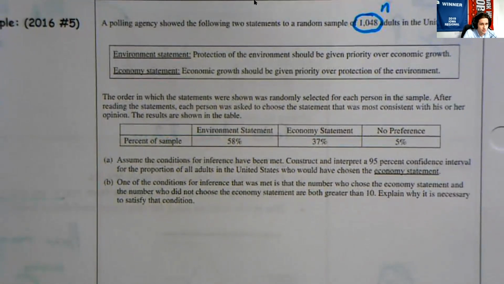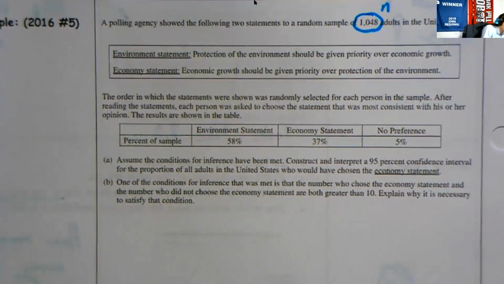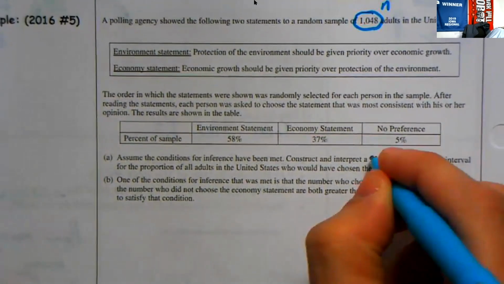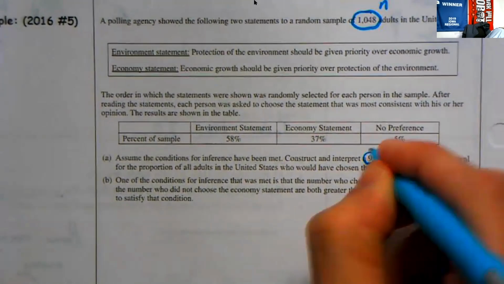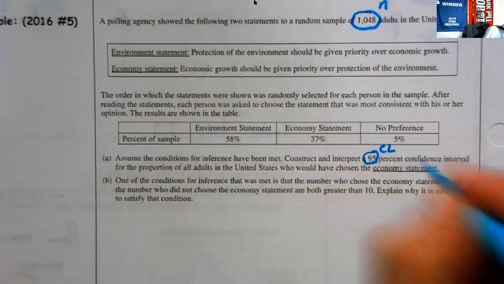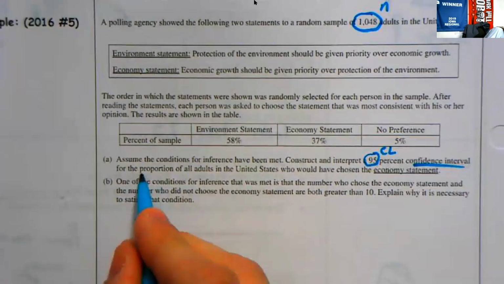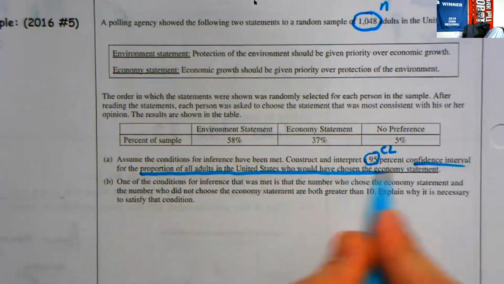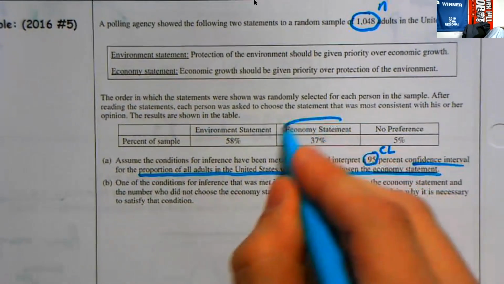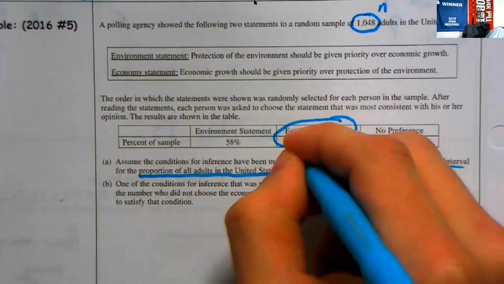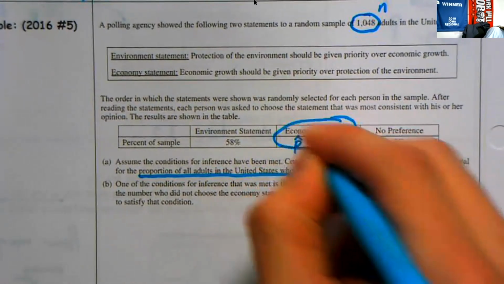Assume the conditions for inference are met. Construct and interpret a 95% confidence interval. So I'm going to circle 95 and I'm going to put CL by it. That's my confidence level. 95% confidence interval for the proportion of all adults in the US who would have chosen the economy statement. So economy statement's right here. So that makes 37 our p hat.